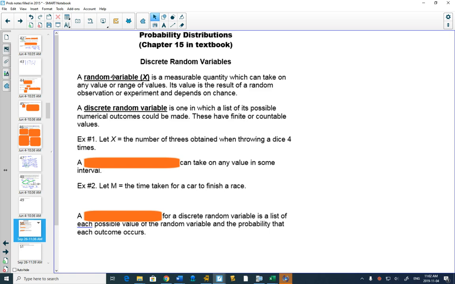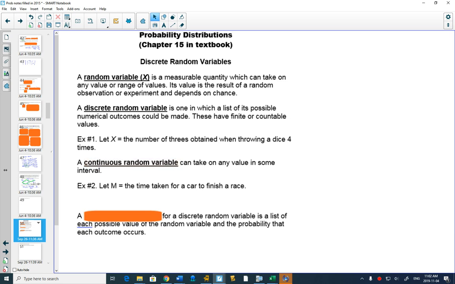Okay? If you throw a dice 4 times, how many 3s could you get? You could get no 3s. You could get 1 3. You could get 2 3s, 3 3s, 4 3s. Those would be the possibilities.